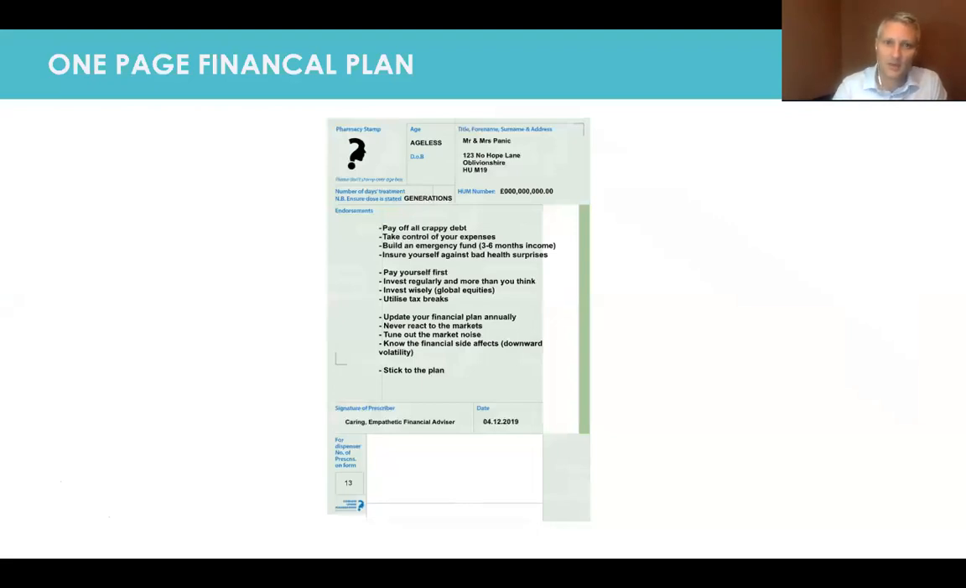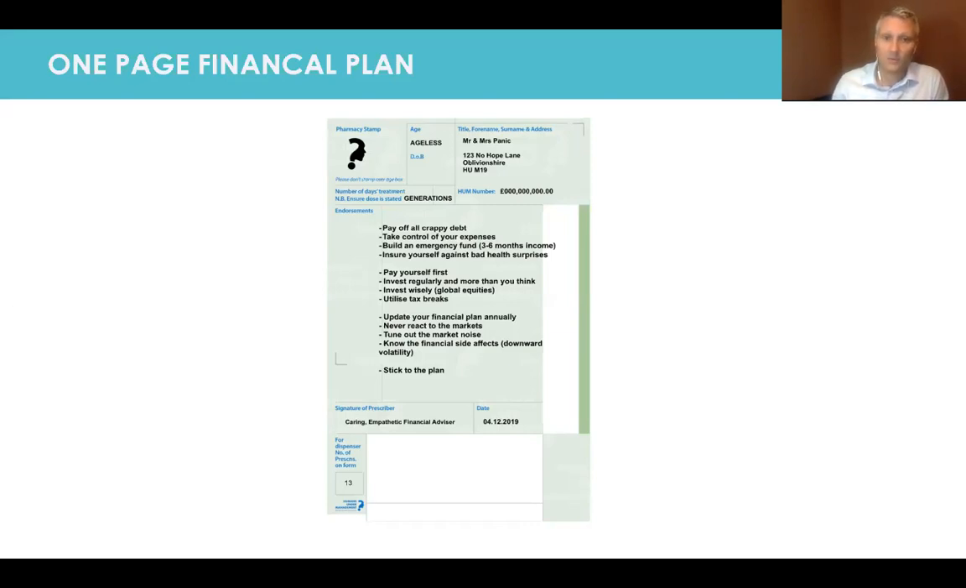This is a great graphic from a guy called Andy Hart, who does Maven Money, and it is what he calls a financial prescription, or a one-page financial plan. He does a really good podcast, so by all means go and look him up, or if you can't find it, send me a message and I'll send you the link to it. And it's a plan that everyone should stick to regardless, I think, of your wealth.